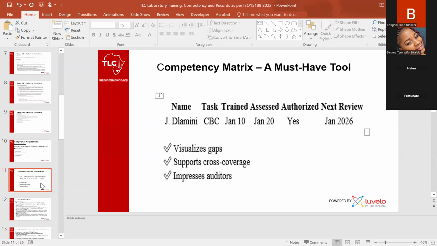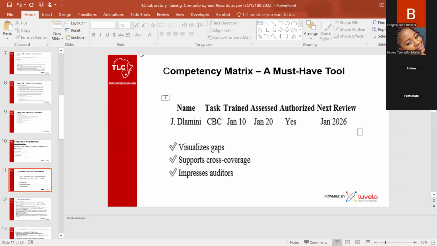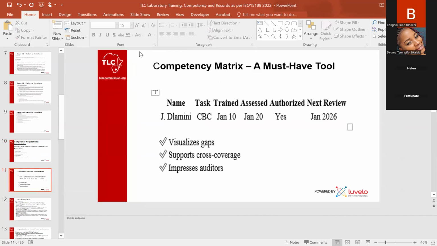Next one. A competency matrix. Okay, this is quite good, a competency matrix. So it is a must-have tool. All labs that are going, please try and look at the competency matrix. For example, here you can just have a spreadsheet: the name, Jade Lamini, the task. Trained, January the 10th, preferably put the year as well. Assessed, January the 20th. Please, as far as possible, training and competency shouldn't be on the same day.